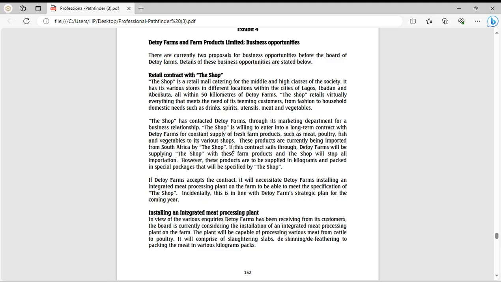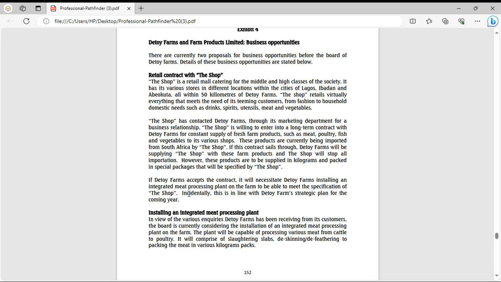Now, one of the opportunities or one of the contracts they're considering is a retail contract with the shop. That's the contract they're considering, a retail contract with the shop. That's the name of the company, right? So they're just telling us about it. That they contacted us. They want us to supply them some products, some of our farm products.